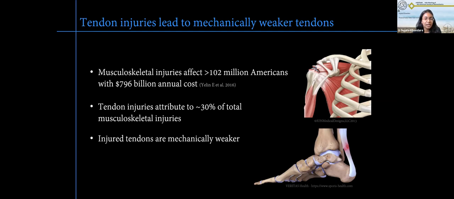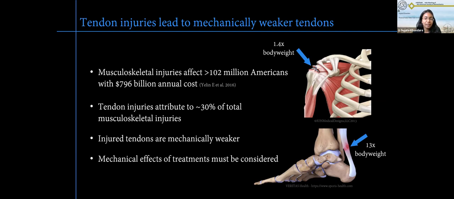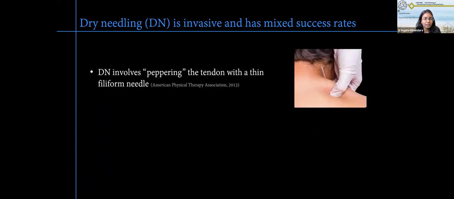As tendons transmit large forces from muscle to bone, for example, 1.4 times the body weight at the shoulder joint or 13 times body weight at the Achilles tendon, it is important that the mechanical effects of treatments be considered to ensure that treatments do not negatively affect tendon mechanical properties while improving tendon healing.